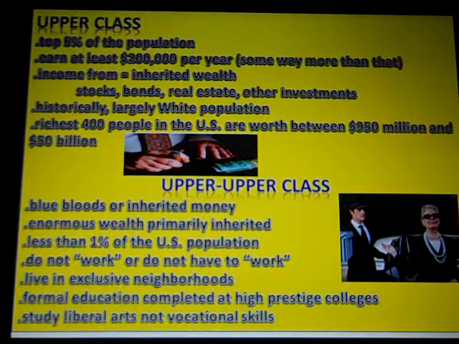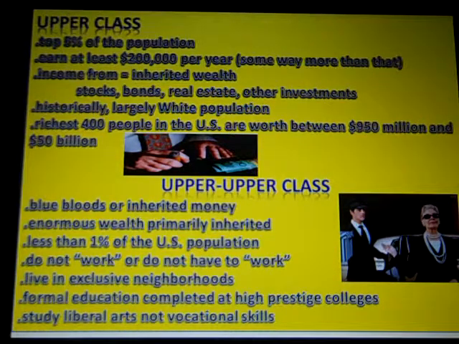We're talking about the top 5% of the population. People in the upper class collectively earn at least, and some way, way more, but at least $200,000 per year. The income comes from inherited wealth, stocks, bonds, real estate, investments. Historically, people in the upper class are largely Caucasian. The richest 400 people in the United States are worth between $950 million and $50 billion, with a B, dollars.